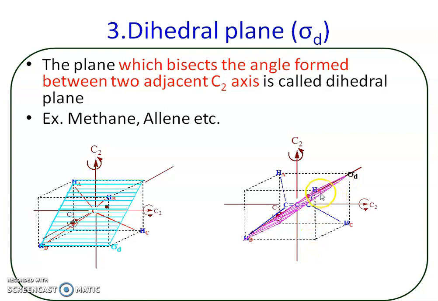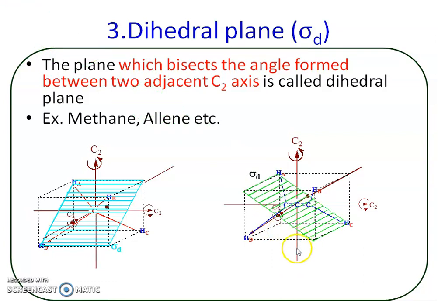Now this plane is passing through HB, the central carbon, and this HD. Here there is a reflection between HA and HC. After reflection we get an equivalent structure. This is another dihedral plane which is passing through HA and HB as well as the central carbon, and there is a reflection between carbon C, carbon D as well as hydrogen C, hydrogen D as well as these 2 side carbons. These are reflected with each other and we get an equivalent structure.